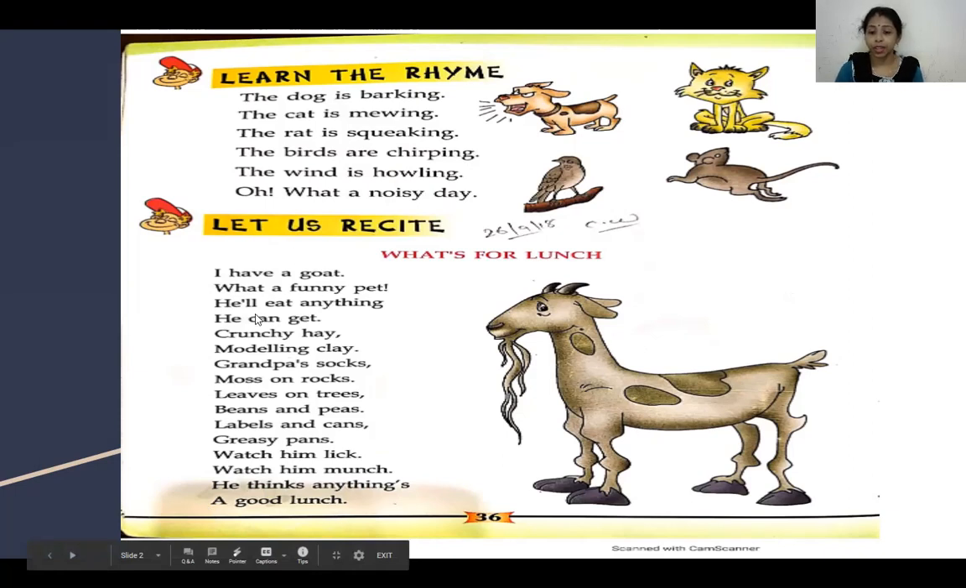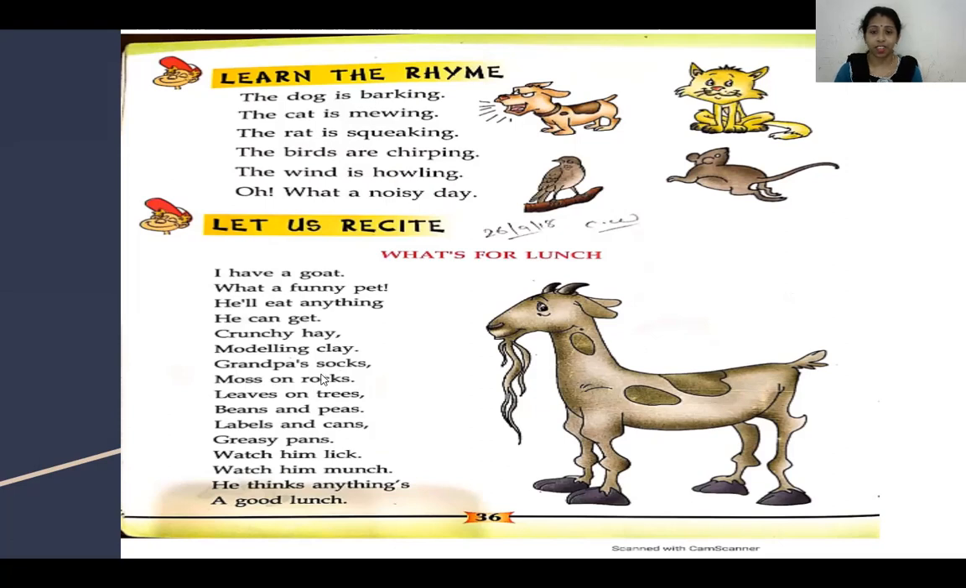See what the poet is describing about the food habit of his pet. His pet is very funny. He eats everything, whatever he gets. He eats the crunchy hay. Crunchy hay means dry type of grass. Modeling clay, the clay that we sometimes use to make toys or some models. Then grandpa's socks. Oh my god, so dirty things. Grandpa's socks.